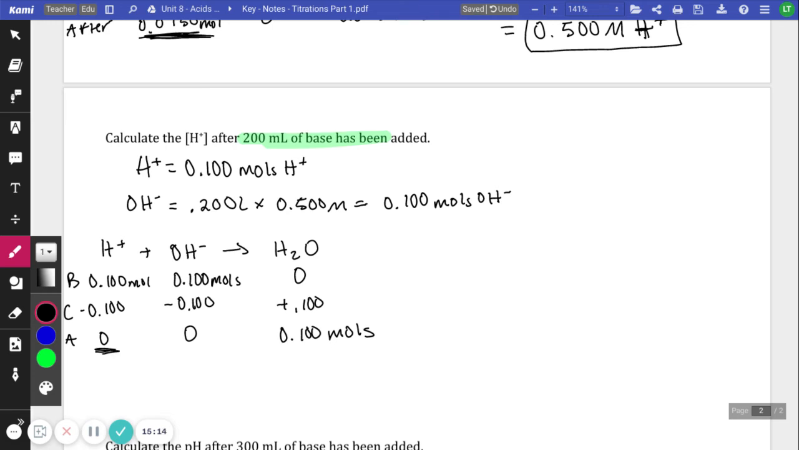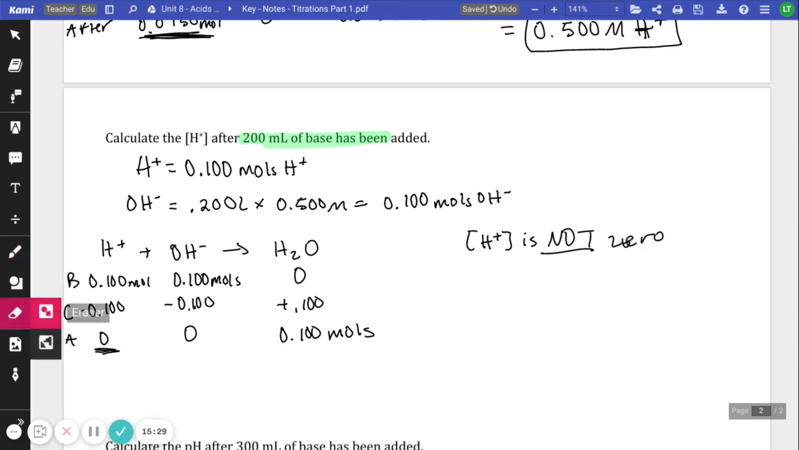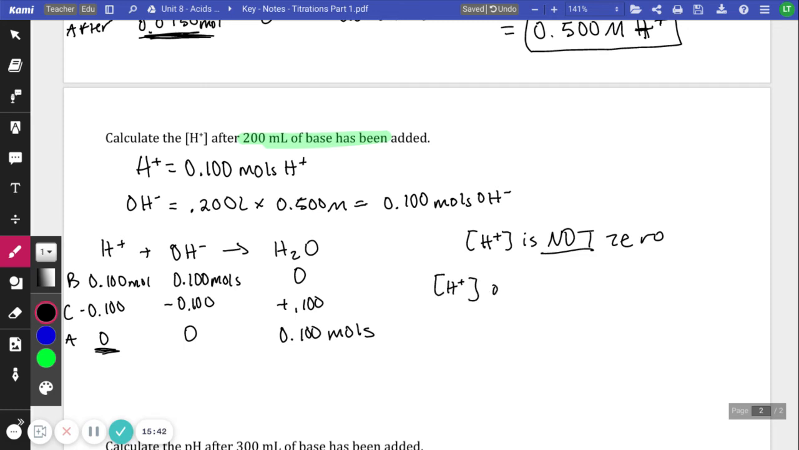Now guys, our H plus is 0 here. However, is our H plus 0 in our solution? No. So our hydrogen ion concentration is not 0. So where's that hydrogen coming from? If it's not 0 and we've consumed all of our acid, where's it coming from? Well, guys, there's water here. And the hydrogen ion concentration of pure water is 1.0 times 10 to the negative 7th.